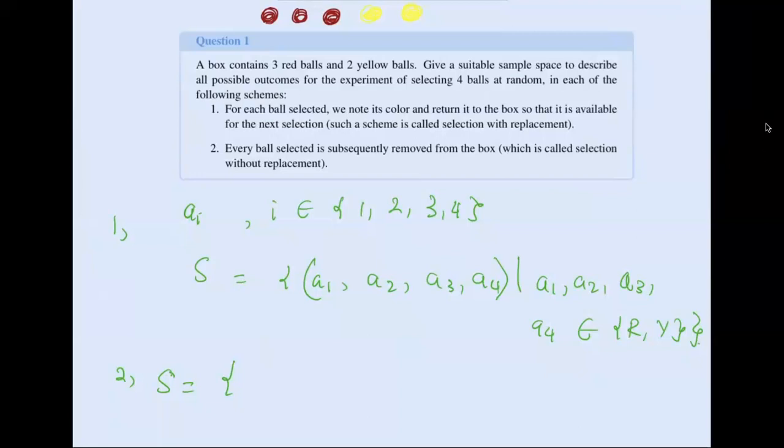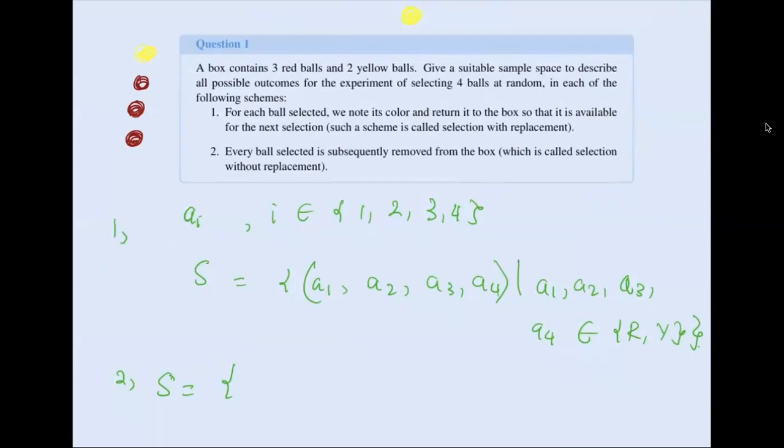So if you think about it, after you remove the ball and you don't put it back in, for example, I take the red ball out, and then in the second draw, I also take the red ball out. And in the third draw, I also take the red ball out. Then it's not possible for my fourth ball to be red as well, right? My fourth ball definitely has to be a yellow ball. So that is one possible outcome. So I can have red, red, red, and yellow.